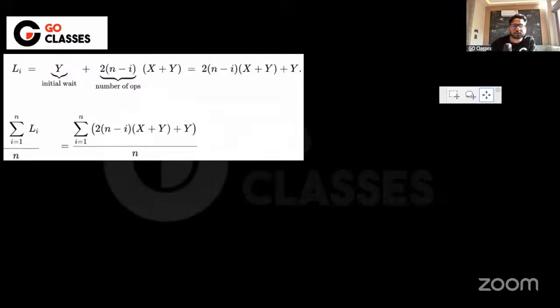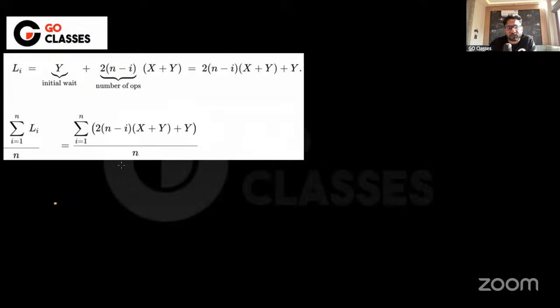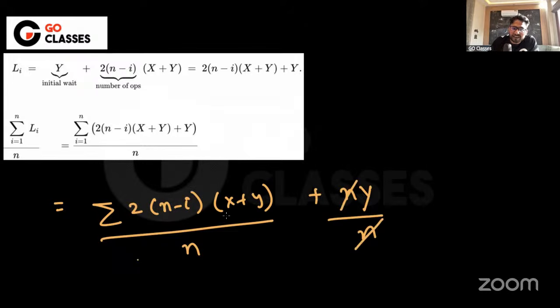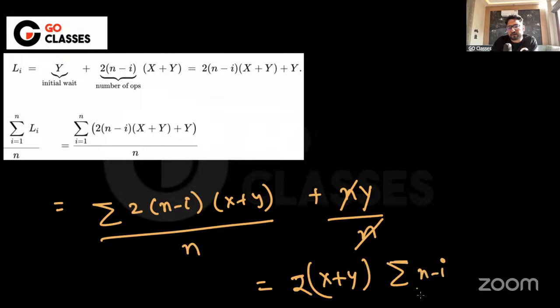How to take the average? You can find out this value. This will be the summation, I equal to 1 to n. I'm not writing I equal to 1 to n, but I hope you understood. So 2 into (n minus i) into (x plus y), plus, let me write, ny. If you take this summation outside, this will be ny divided by n, and n will get cancelled out. Now this x plus y is a constant multiplicative, you can take it outside. So 2(x plus y) you can take outside. This is the summation of (n minus i), divided by n, plus y.